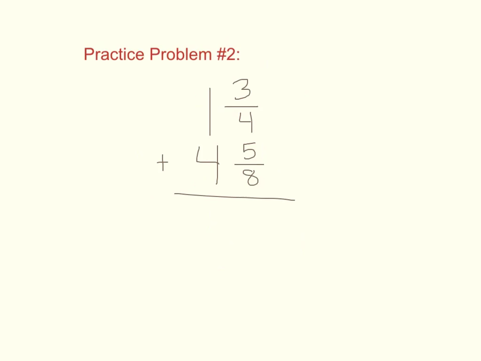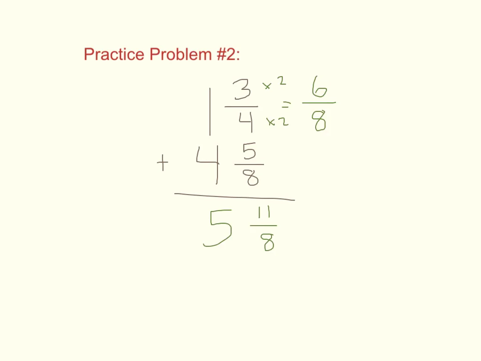In this problem, all I need to do is change my fraction on top so that it has a denominator of 8. 4 times 2 equals 8, so I'm going to multiply my numerator by 2 as well. 3 times 2 equals 6. So my new problem reads 1 6/8 plus 4 5/8. I'm going to go ahead and add 6/8 plus 5/8. 6 plus 5 equals 11, and 8 is your denominator. I'm going to go ahead and add my whole numbers 1 and 4. And your answer here is just going to be 1 plus 4 equals 5.